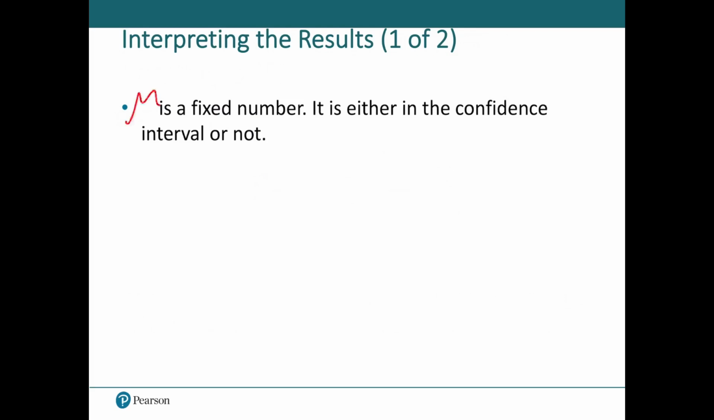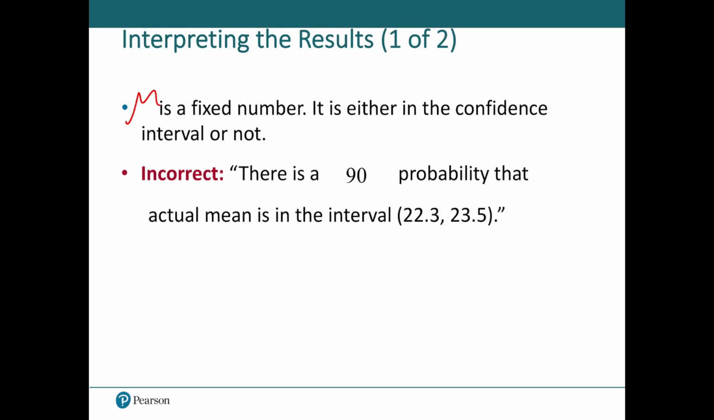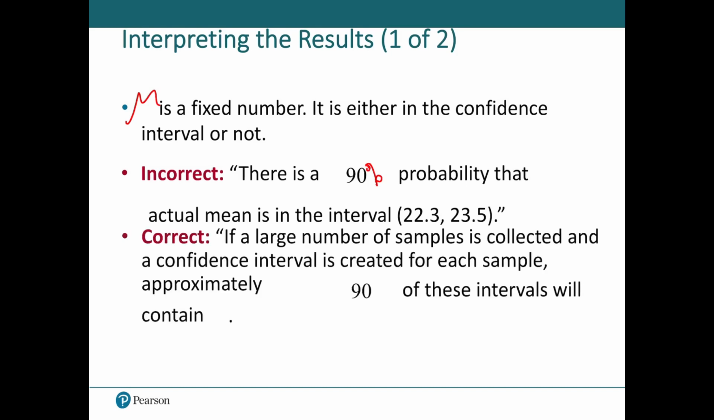So mu is a fixed number. It's either in the confidence interval or not. It's kind of like mu is the sun. We all revolve around the sun. It used to be a long time ago that they thought that the solar system revolved around the earth. That's not really true. So it's incorrect to say there's a 90% probability the actual mean is in the interval. That's kind of missing the boat a little bit, although we don't really split hairs like this. This isn't that kind of class.